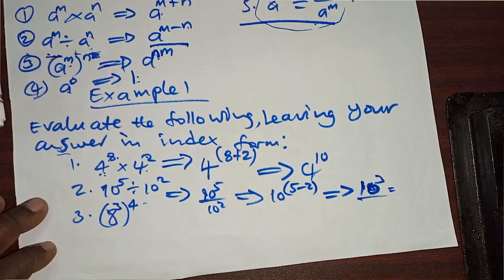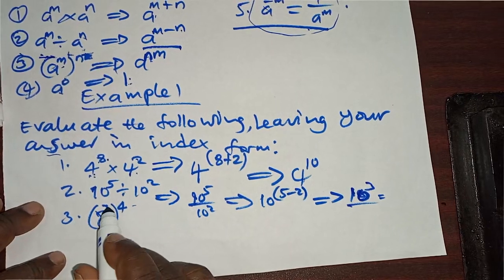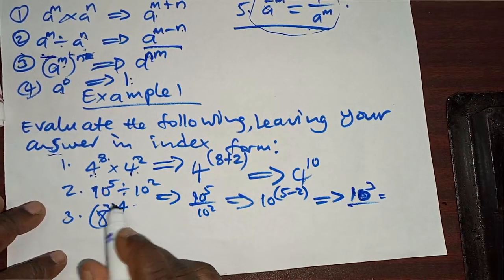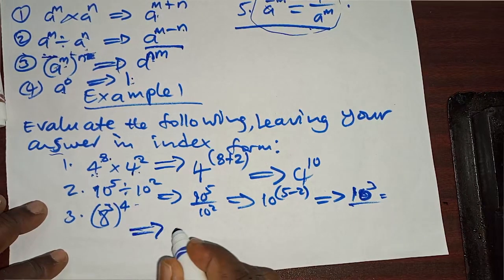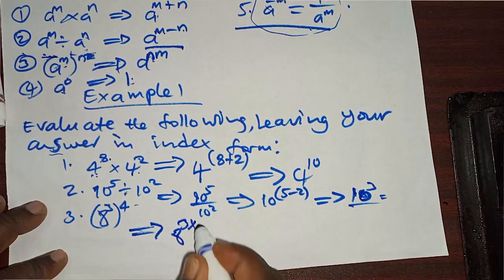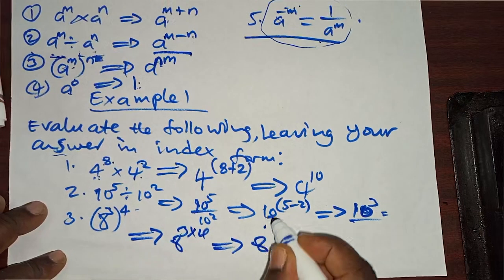Rule number 3, where we have 8 to the power 3, close brackets, to the power 4. Remember that we multiply 3 by 4, which gives us 8 to the power 12.